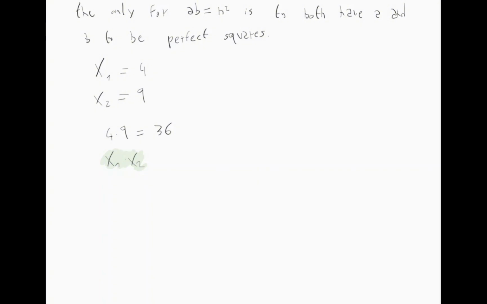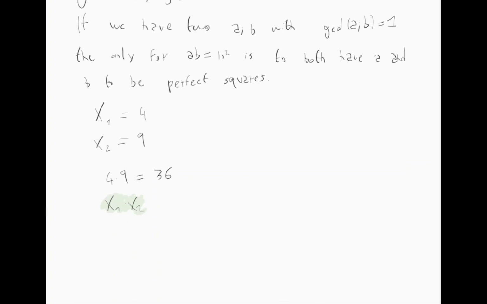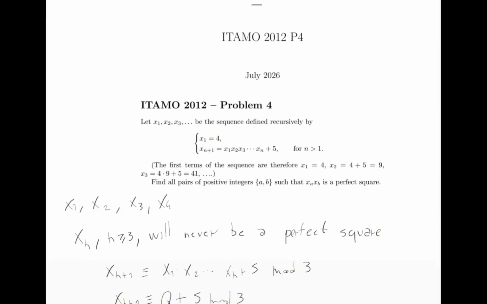We could also say that any xn times xn is a perfect square, but this is kind of pointless. So if you want to include it, you include it, but it doesn't change that much.